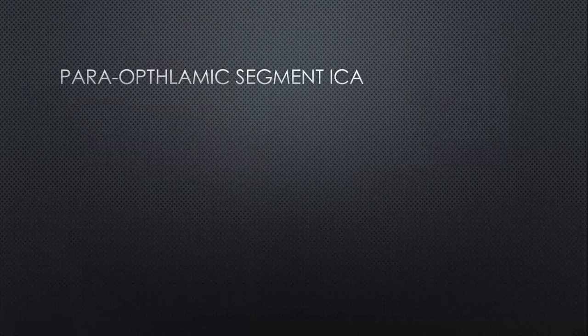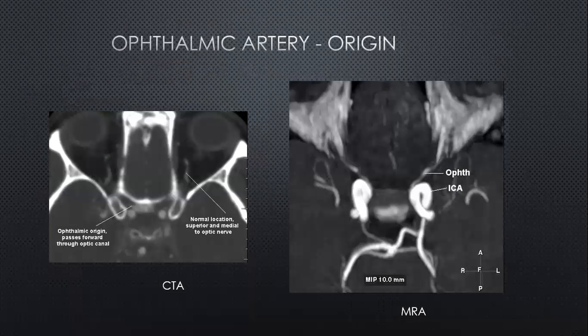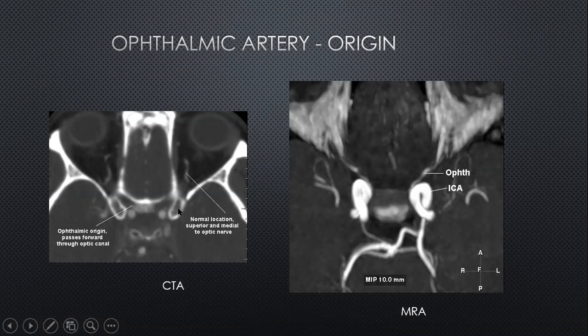Moving on from the cavernous now to the ophthalmic part of the carotid artery. So this is the clinoid process I mentioned earlier on.